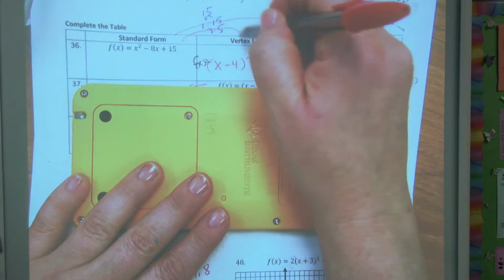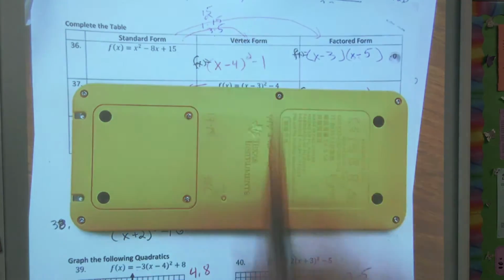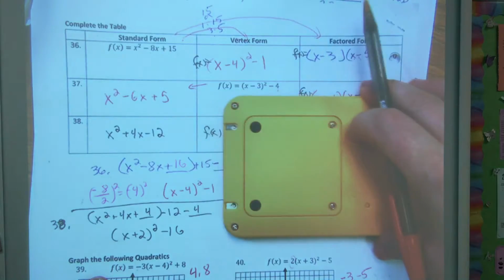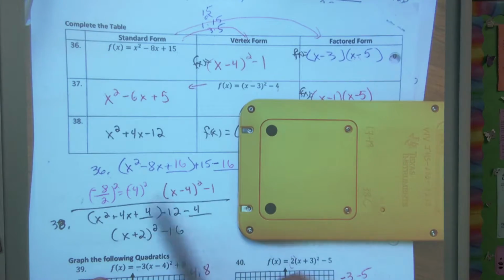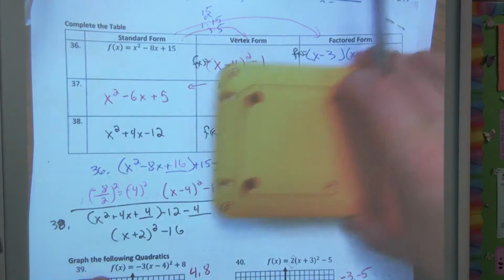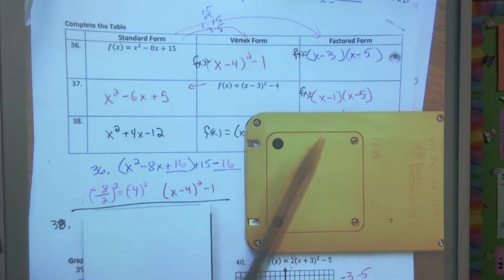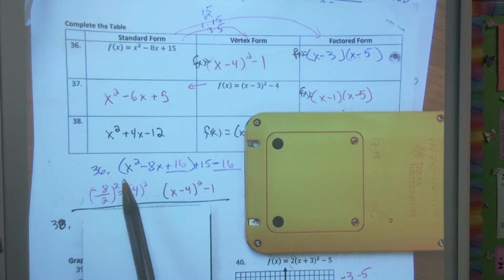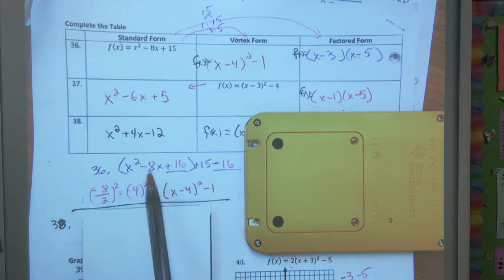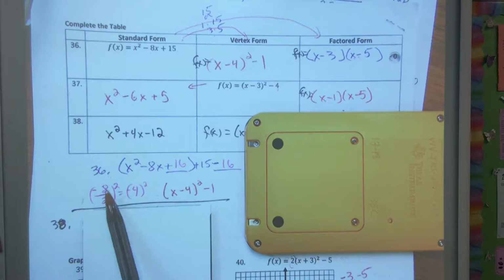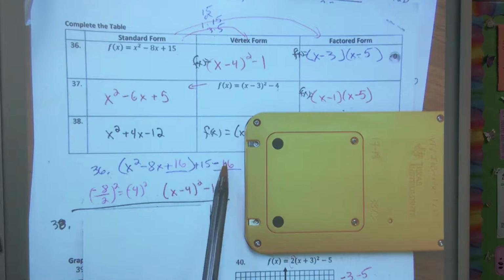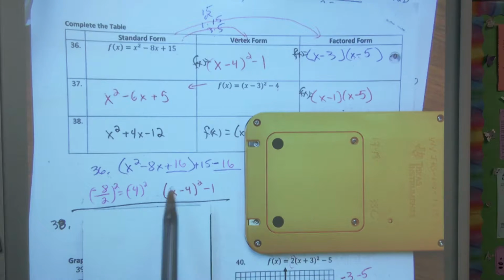I can also get the vertex form from standard form by completing the square. And that's what I did down here. For 36, I moved my 15 over. I did b divided by 2 squared, so -8 divided by 2 is -4. Square that and I get 16. So plus 16 minus 16. So my perfect square is x minus 4 squared.